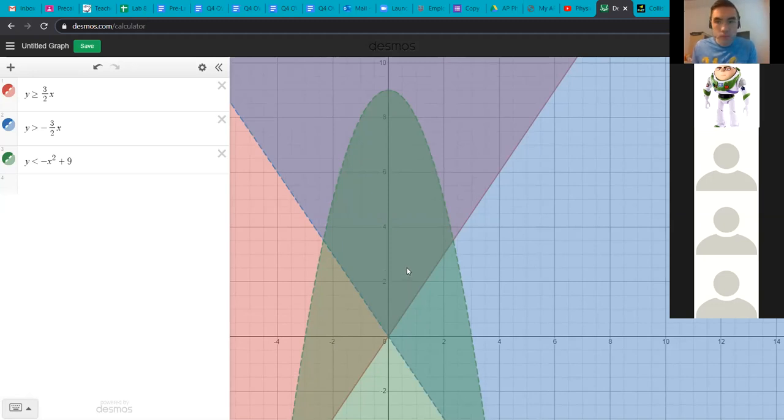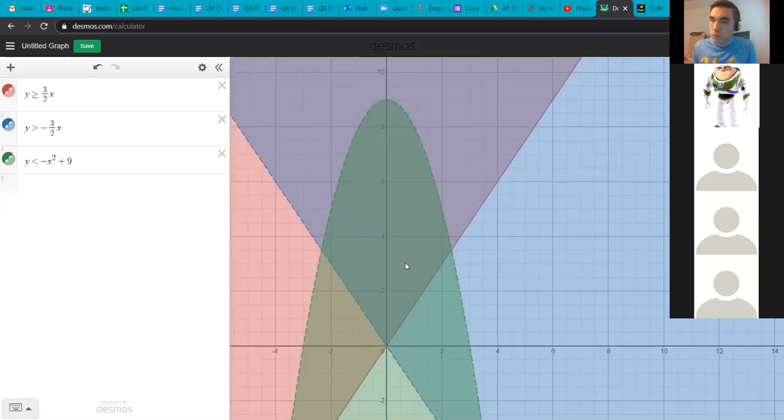Mr. Robinson, can you write it out algebraically without like a picture? What do you mean? Like the solution region, is there a way to write it out?